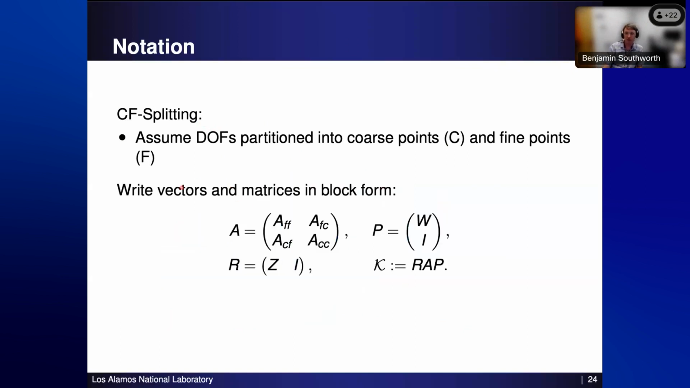In the algebraic context, we can write our matrices and vectors in a block form. So A takes this 2x2 block structure. For P and R, our interpolation and restriction, we assume we have an identity over C points and then some other operator over F points. What this means is that in interpolation, we interpolate C points by value from the coarse grid to the fine grid, and restrict C points to C points using the value of the C points plus a linear combination of the surrounding F points. And then script K here, we define as our coarse grid operator. That's R times A times P.